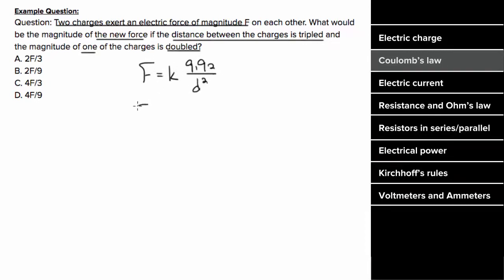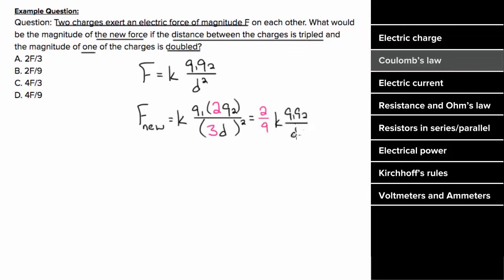And now once we triple the distance and double a charge, the new electric force is going to be the electric constant times one of the charges multiplied by 2 times one of the charges divided by 3 times the distance, which is squared. So I'm going to get a factor of 2 on top, and this 3 will get squared, which gives me a factor of 9 on the bottom. If I pull out those extra factors, I get that the new force is going to be 2/9 multiplied by K Q1 Q2 over D squared. But this entire quantity was just the old force F. So the new force is going to be 2/9 of the old force.